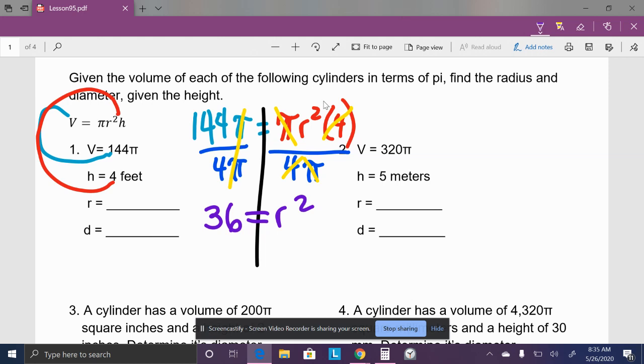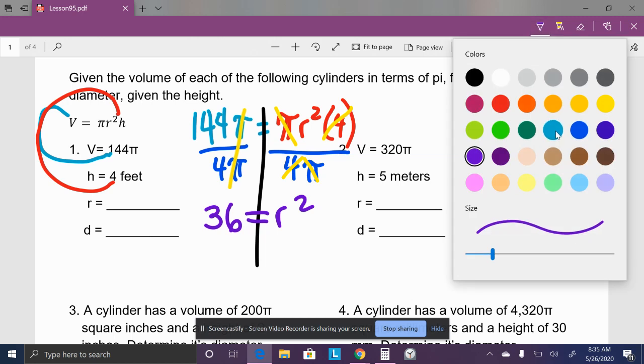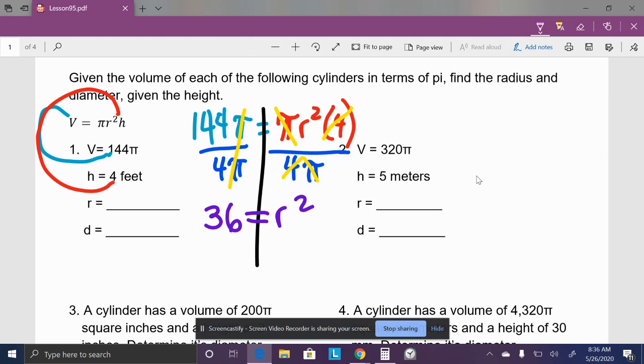All right, we can't get rid of the squared yet. Now remember, to get rid of a square, we have to take the square root of both sides. The square root of 36 is positive or negative 6, but we're only going to deal with the positive number. So your answer is going to be 6, which is going to be r. So our radius for this is 6.